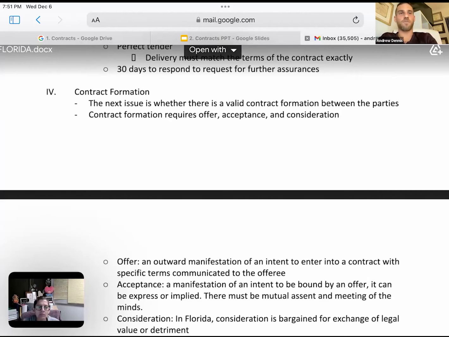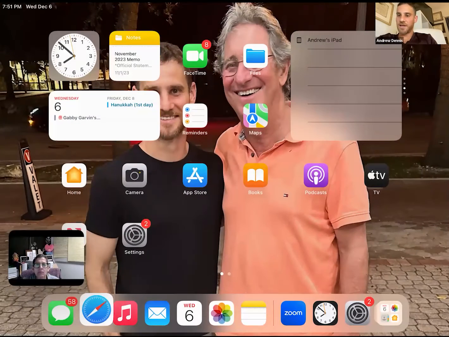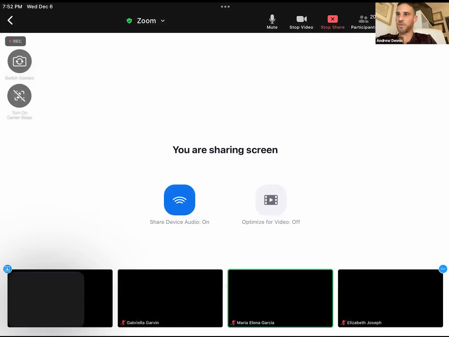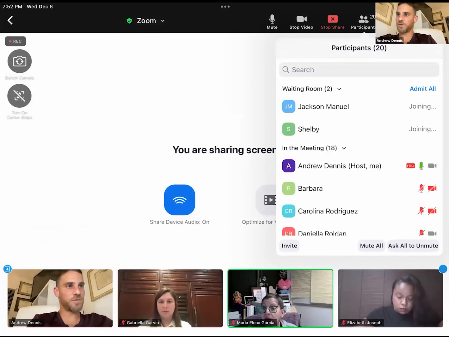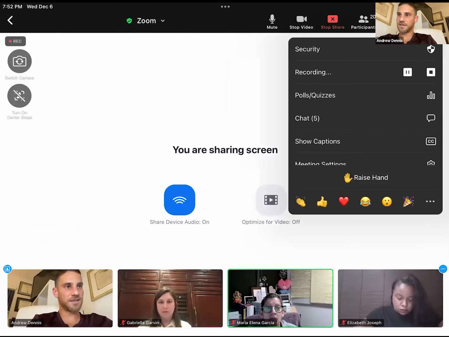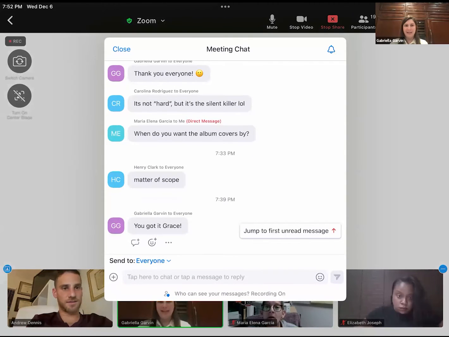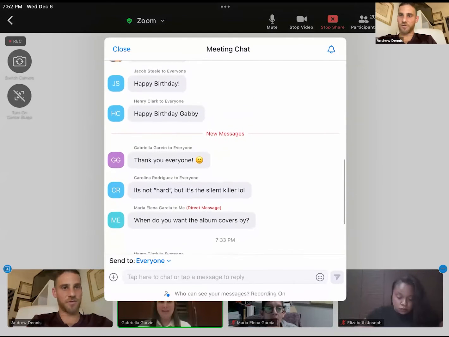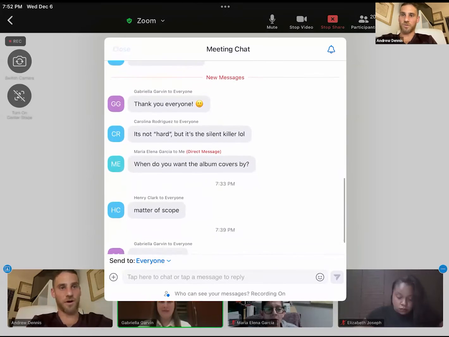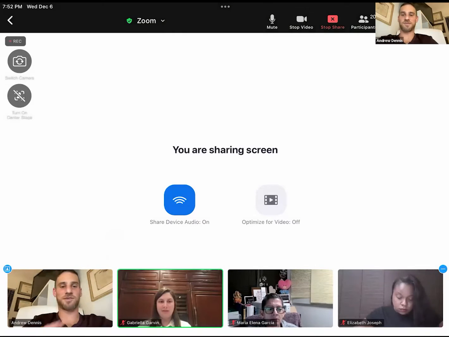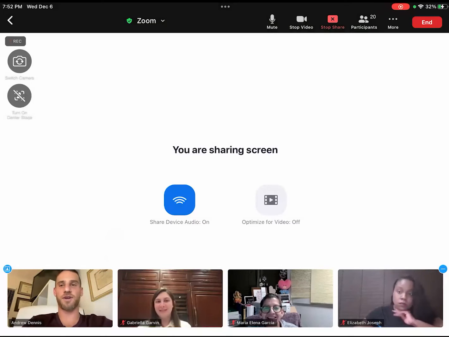Okay, now we get into the big piece, which is contract formation. Oh, someone said they've been in the waiting room for a long time. Okay, someone was supposed to tell me if there were people in the waiting room. Oh, 2 people. And any chats? I didn't see anything. Thank you, everyone. It's not hard. It's a silent killer. Oh, sorry. I don't mean to show anyone's private messages to me. But the albums are doing whatever. The sooner the better. Yeah. No.